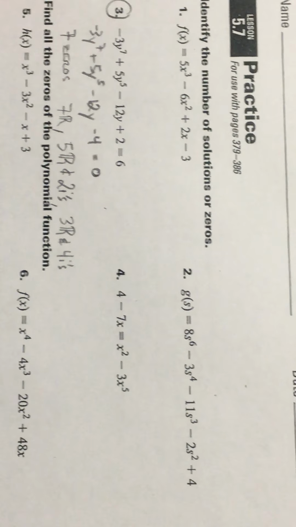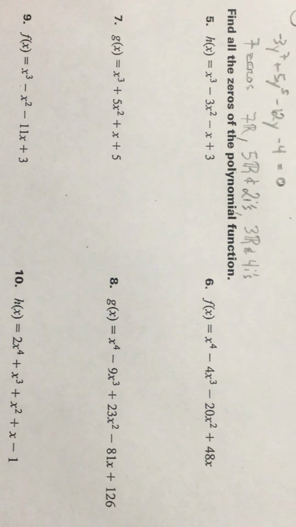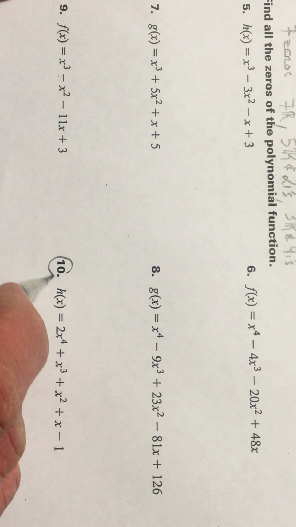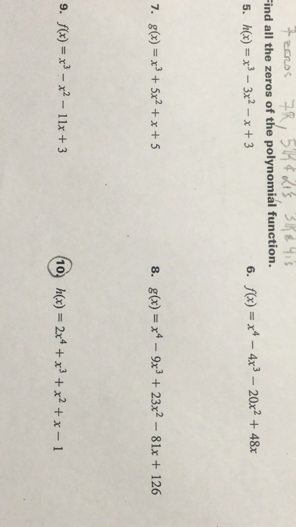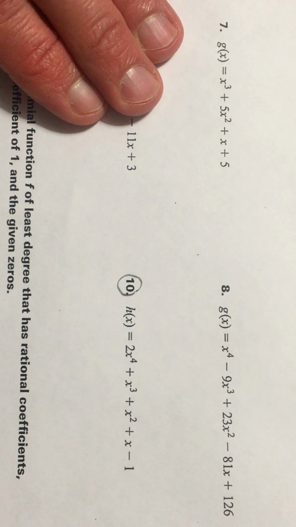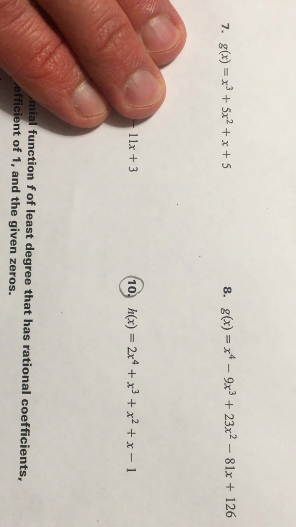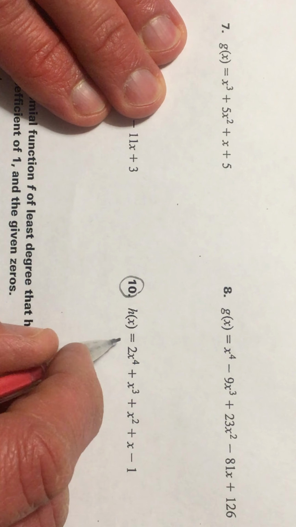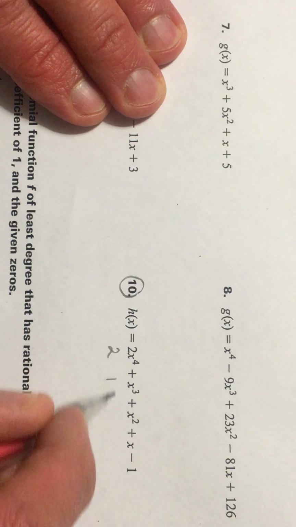Okay? Moving on to another example, I'll go to number 10. Okay, in number 10, I might have to use a separate sheet of paper because there's not much room to work with, but we'll see. We'll try it. Okay, so find all the zeros. All right, let's get this thing started. 4, 3, 2, 1, 0. So set up a synthetic division.